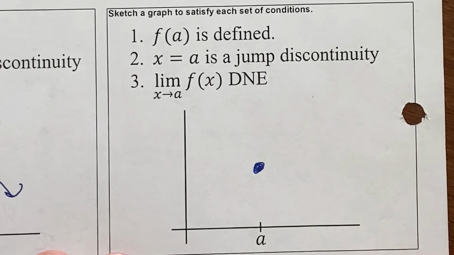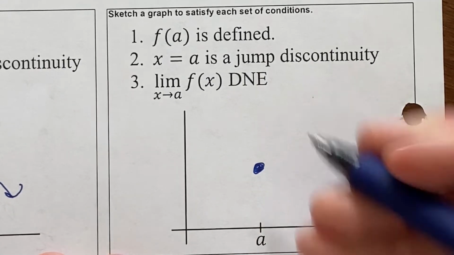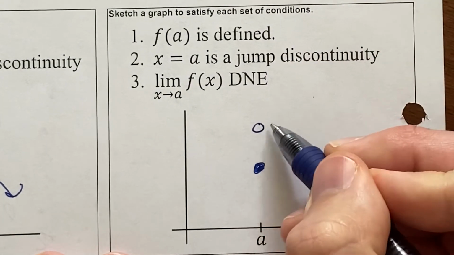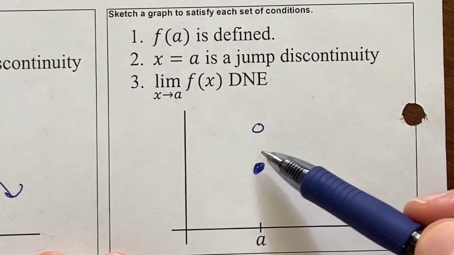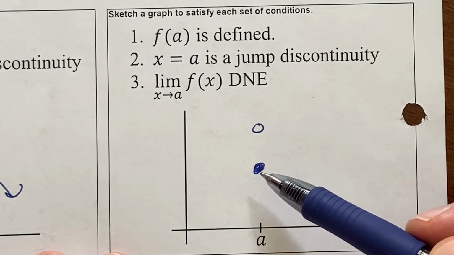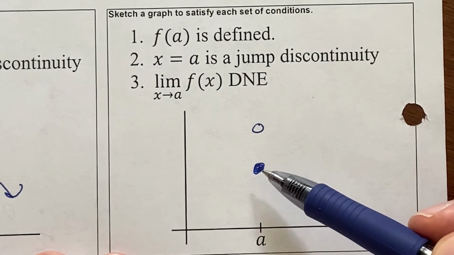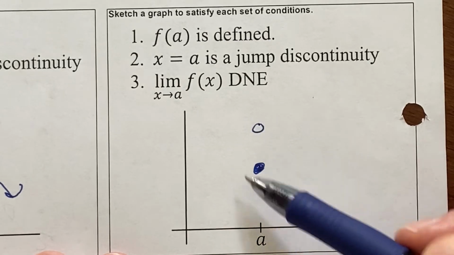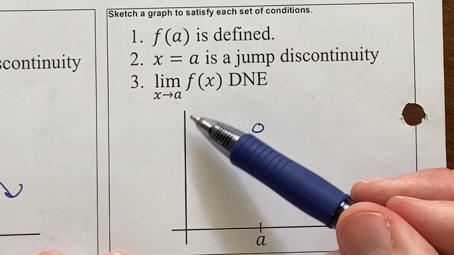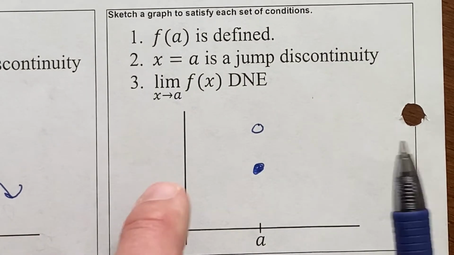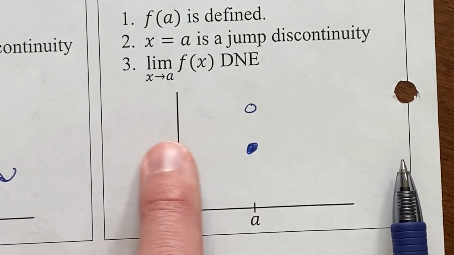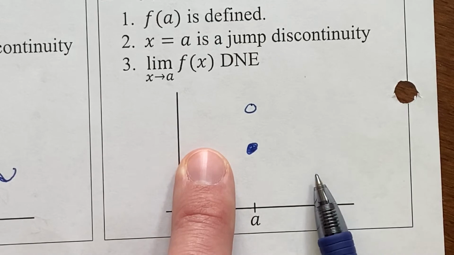So I need to draw another piece. I don't know, at some point I'm going to have a line going somewhere like that. All right, so we've got f of A is defined, and then there's a jump discontinuity. There's going to be some graph over there. The limit does not exist. So as we're getting closer to A, it does not exist. That just means that from the left and from the right can't be the same.